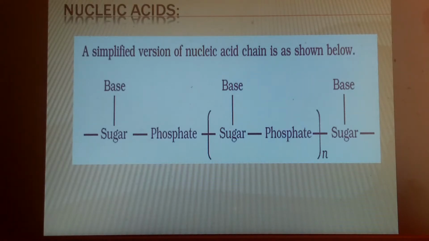Many nucleotide molecules are bonded to one another through an ester linkage, or we can call that phosphodiester linkages, or phosphodiester bonds. It is going to form a long chain, and that long chain is named nucleic acid.